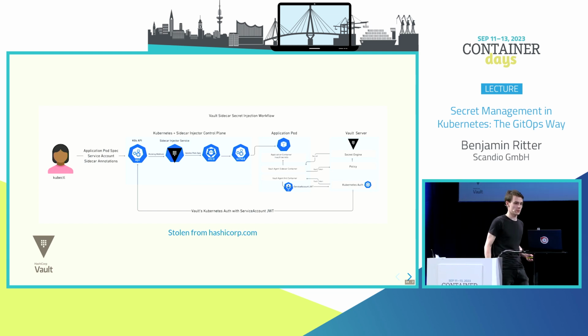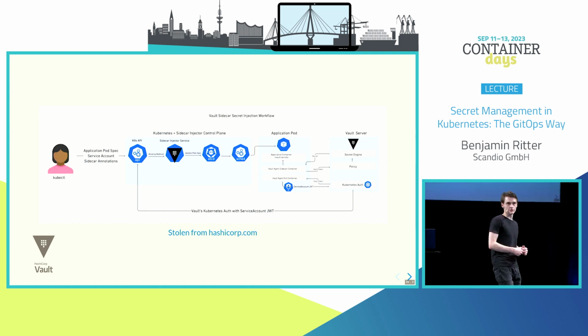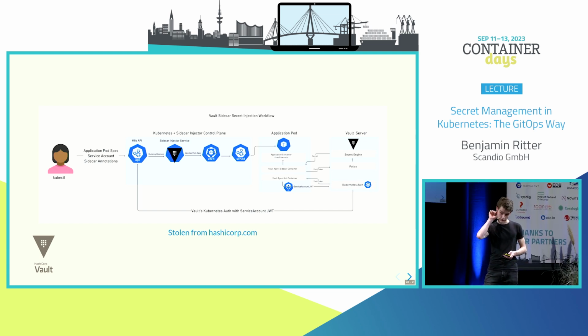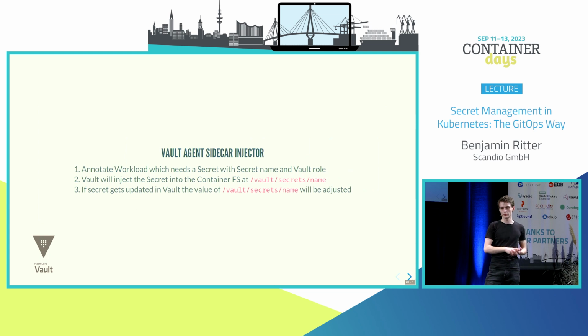And yeah, it's a specific solution. If you're using HashiCorp Vault, this might be an idea. This one will get updated. So if you update something in Vault, there will be an update almost instantaneously in the secrets that are mounted to your path.